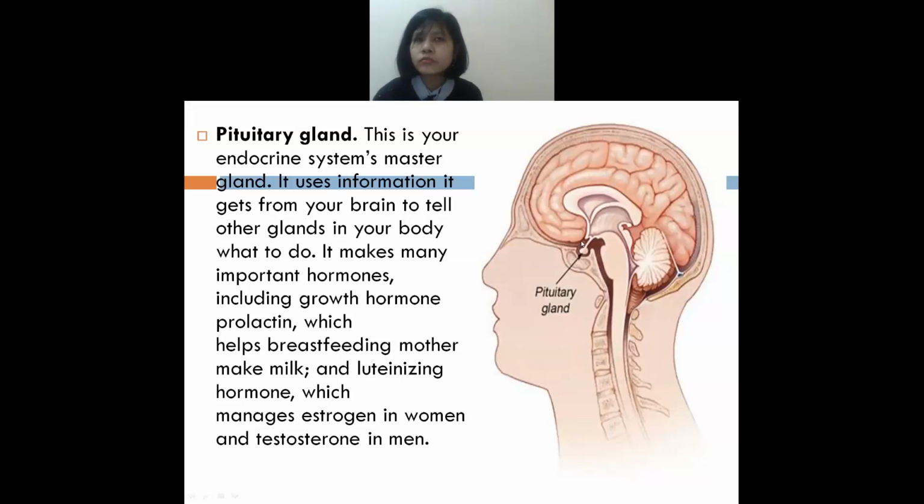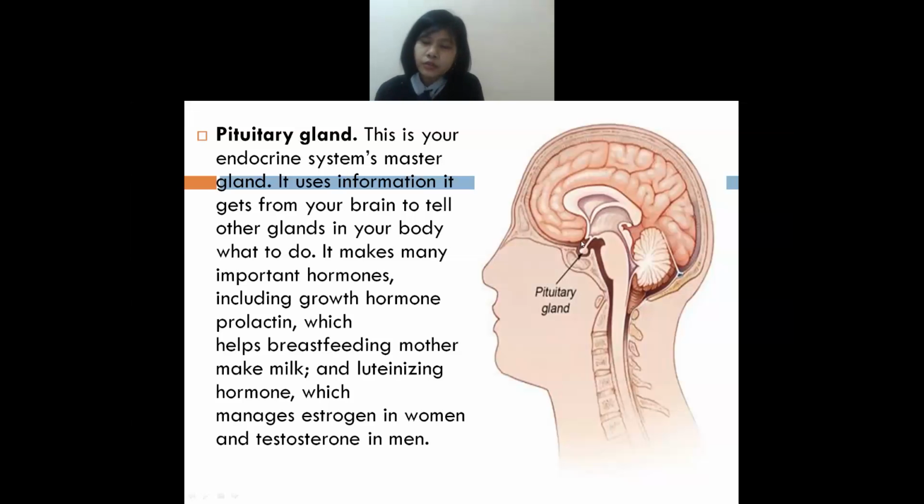passes information, or you can say commands, the other glands in your body, how to start the work, how to progress the work. In that way, the pituitary gland helps. And also, in the pituitary gland, you will find some important hormones.